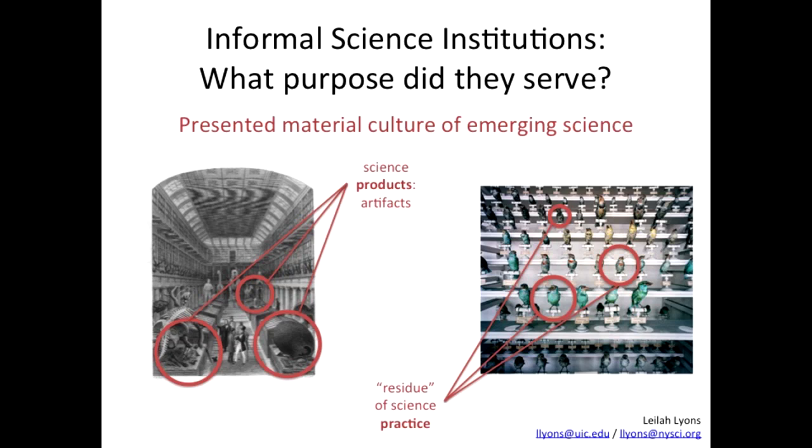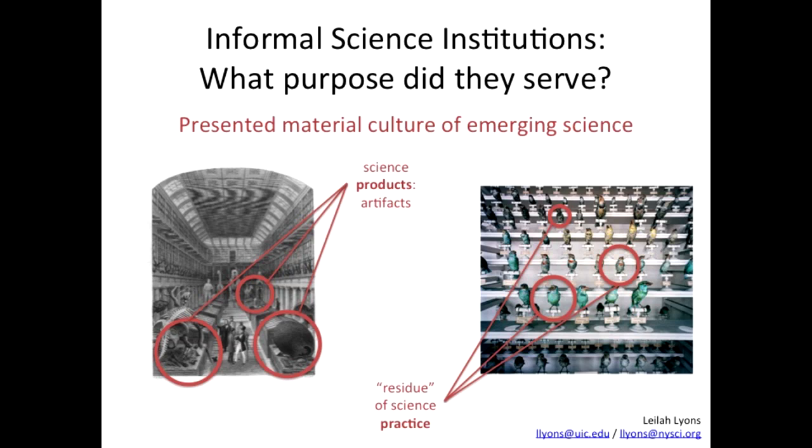We've had a long tradition of informal science institutions, especially in this country, dating back to the Victorian era, and the purpose that they served at that time is somewhat different from the purpose that modern informal science institutions serve. So I'm just going to give you a little bit of context here. Back in the day, they were actually places of active research. Researchers worked in museums, and the exhibition galleries were places where visitors could come into contact with the material culture of emerging science, so current science, new findings.